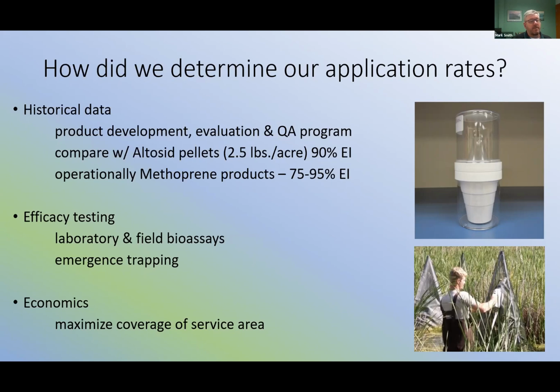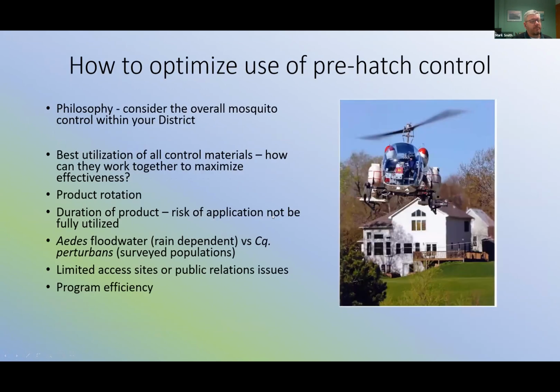We're trying to cover such a large area and maximize that coverage, so that does play a part in how we evaluate. That gets into the philosophy of control with pre-hatch products. You have to make a decision on how much control is enough. Are you targeting 100%, 90%, 80%?